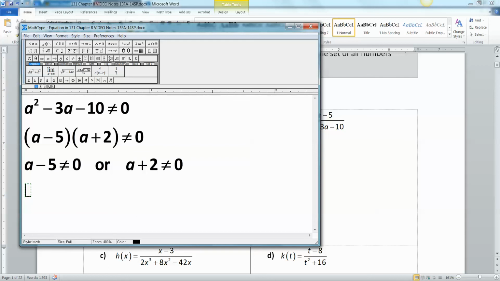Okay, then we would add 5 to both sides here. So you'd say a cannot be 5, or a cannot be negative 2 because you'd subtract 2 from both sides here.